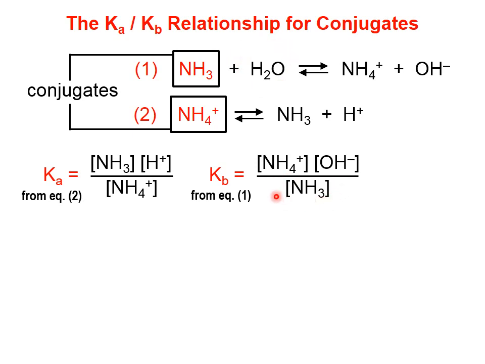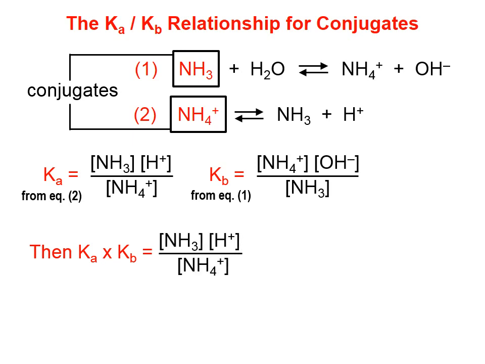You can see that water is absent, and that's because we don't write pure liquids or pure solids in an equilibrium constant expression, and the water is a liquid. So let's just see what happens if we took Ka for ammonium and multiplied it by the Kb for its conjugate, ammonia. We've copied the Ka expression right there, and there's the Kb expression.